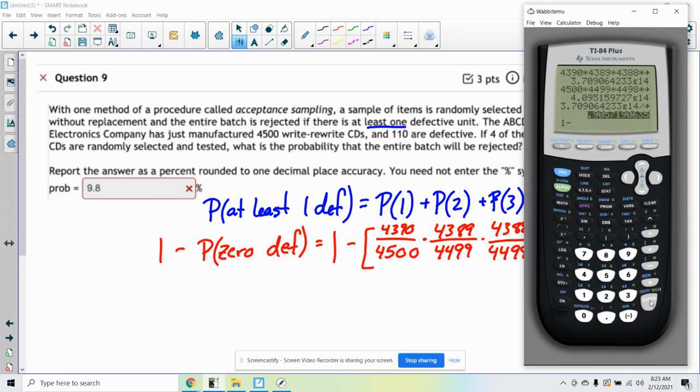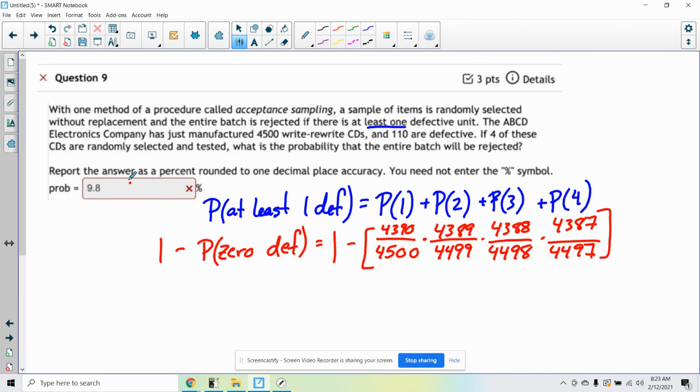1 minus that. So it looks like you get 0.094 or 9.4%. I think you just got lucky as to how close you were. I think you have to do it this way to make sure you get the correct answer. But in this particular case, it's 9.4.